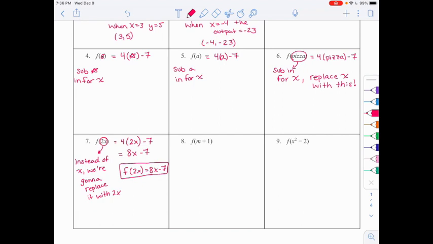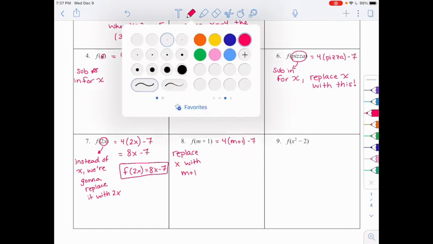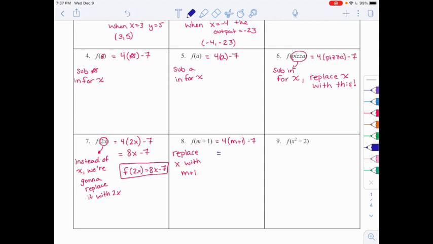I can do the same thing here. I'm going to replace x with m plus 1. So 4 times m plus 1 minus 7. I'm going to simplify, so I'm going to distribute. So that'll be 4m plus 4 minus 7. Combine like terms. That's 4m minus 3. So f of m plus 1 became 4m minus 3.